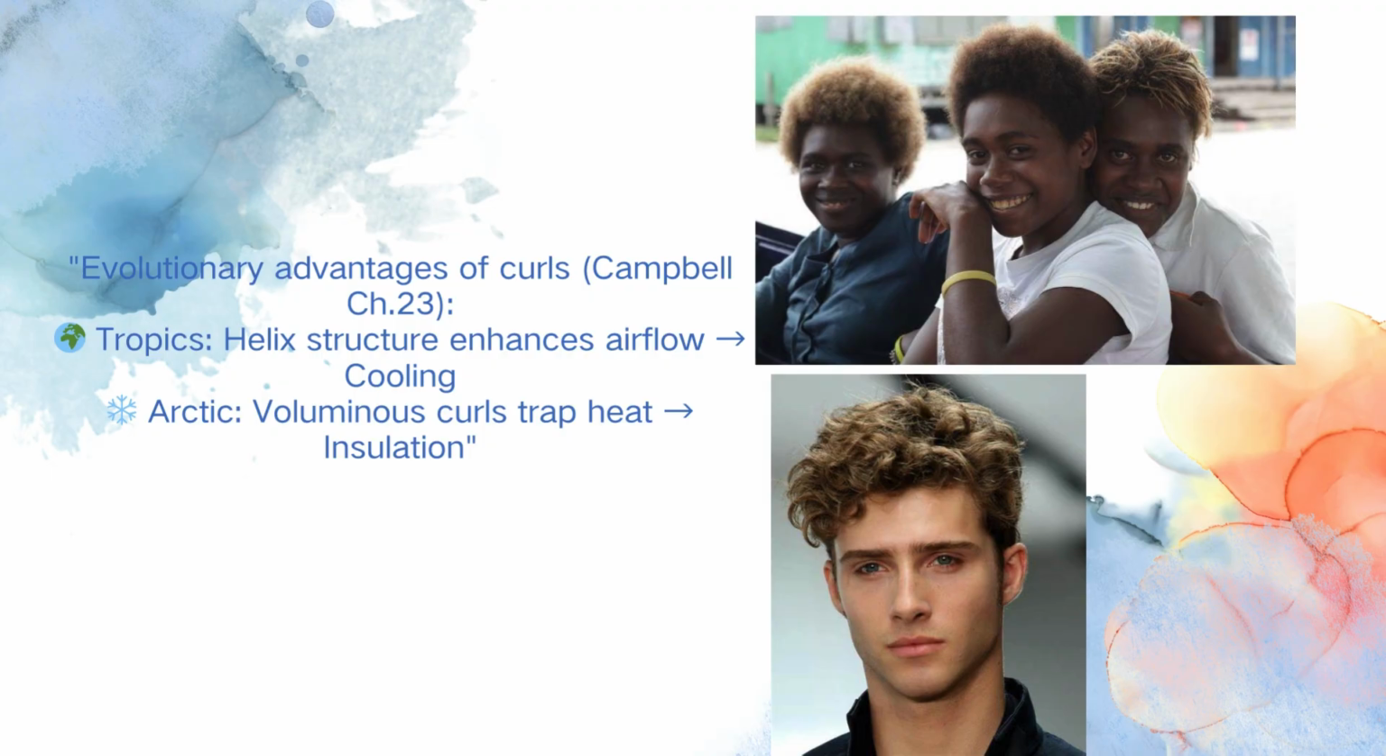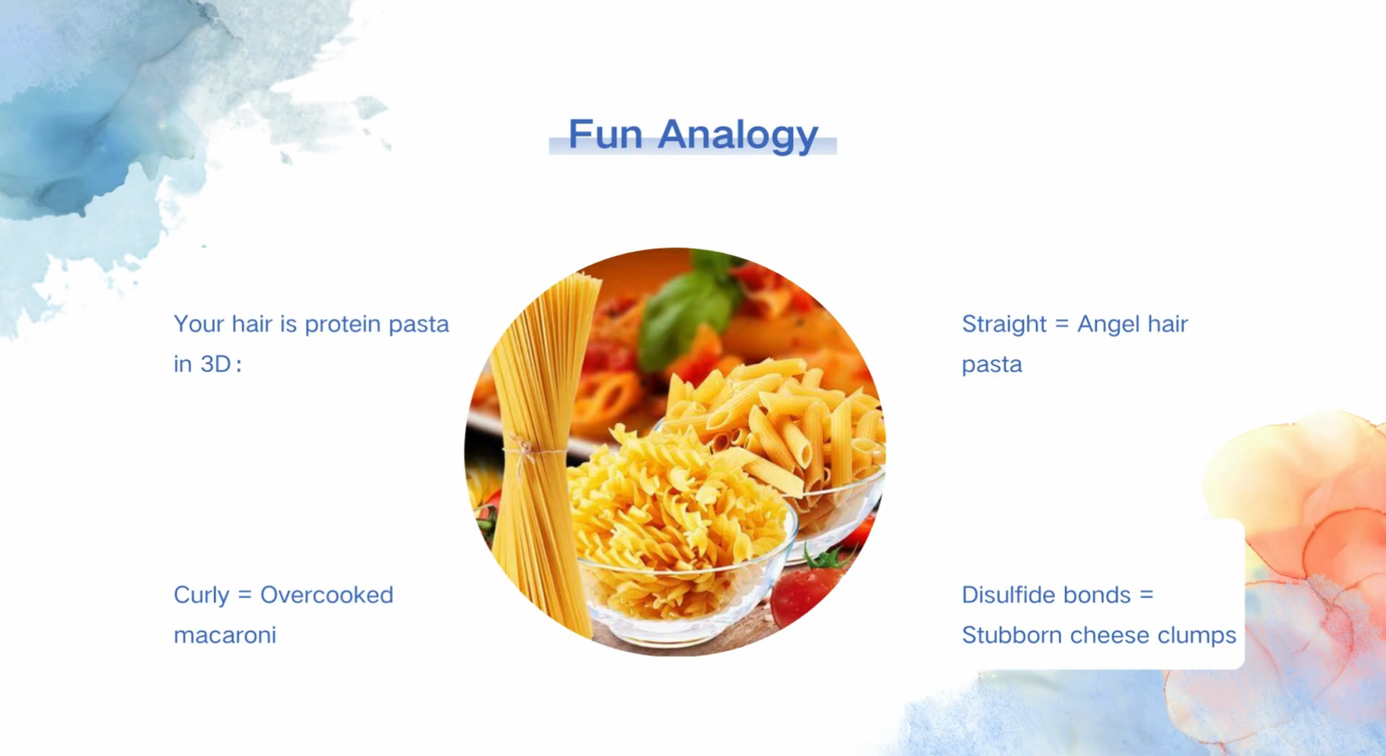In heated areas, curly hair has a helix structure, which enhances airflow so the hair stays cool and helps them better adjust to the heat. In frozen areas, the curls are much bigger, and those voluminous curls trap heat to help keep warmth. I also found a very funny analogy between hair and Italian noodles, and it shows directly the shape of curly hair and straight hair.